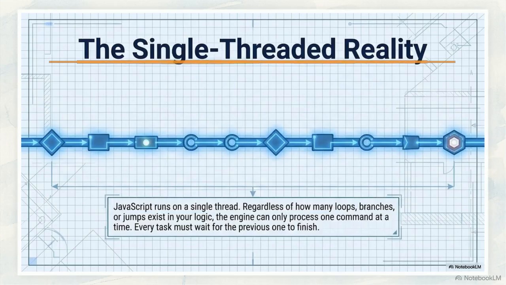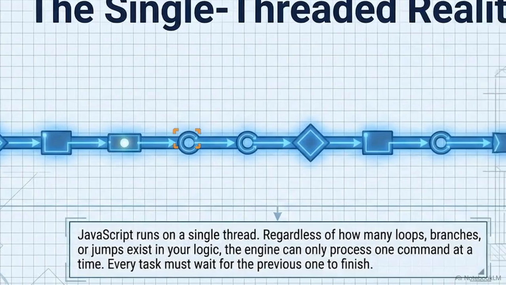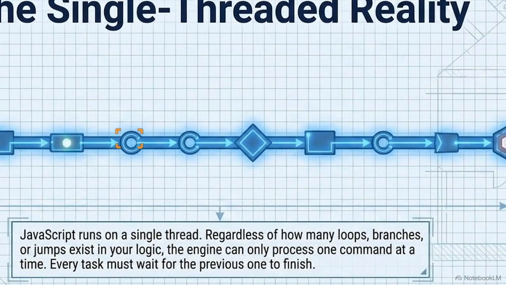Looking at this diagram, you can see why JavaScript is single-threaded. It lacks the ability to multitask, processing only one command at a time. Every new task waits in line. The thread cannot move on until the current instruction is completely finished.